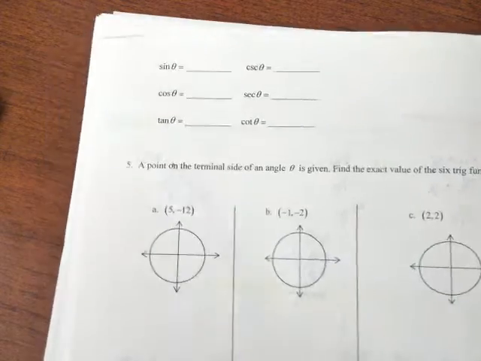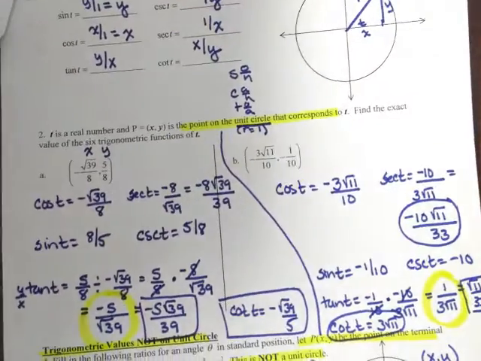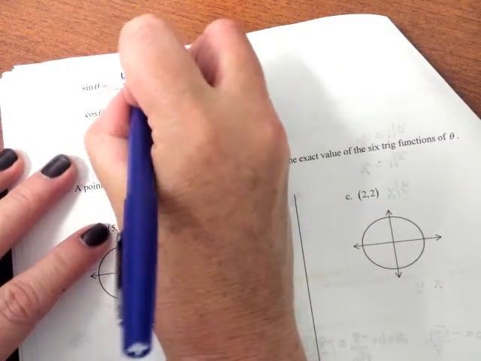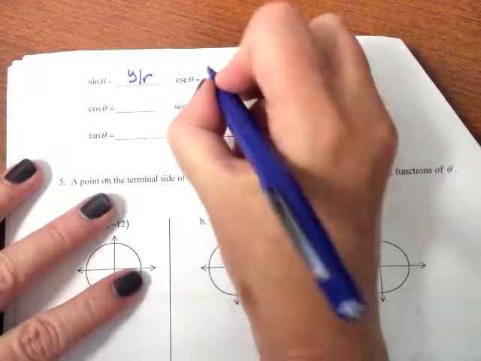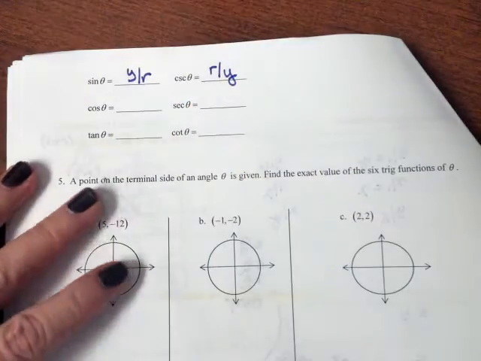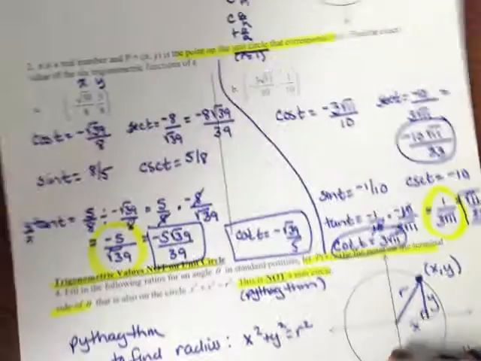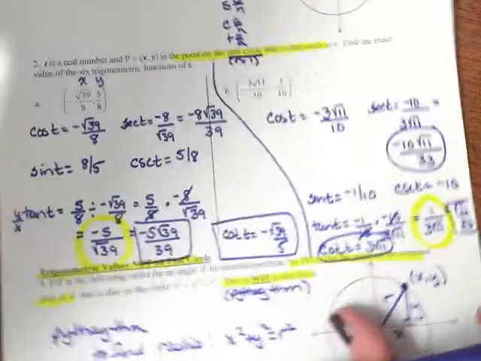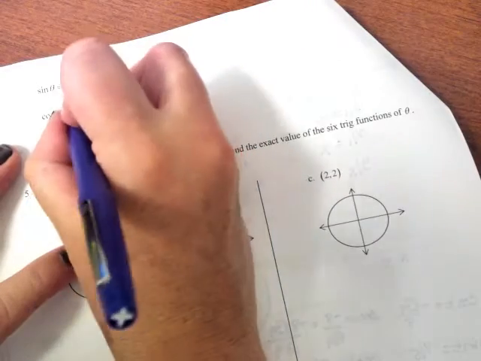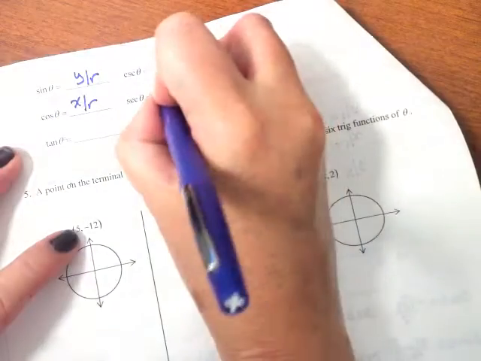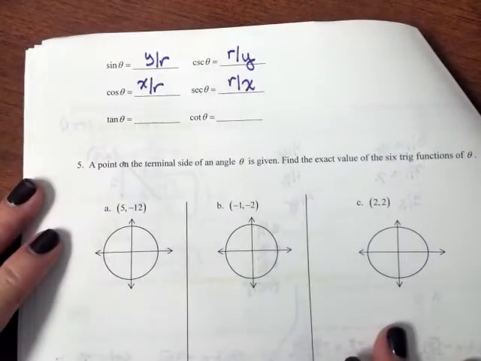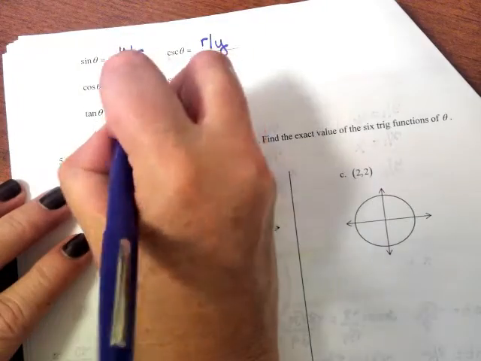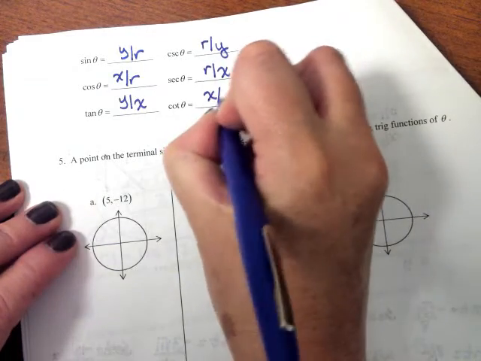So again, looking at your circle, the sine is going to be the opposite over the hypotenuse, so that's y over r. The cosecant then would be r over y. Cosine, remember, is the adjacent over the hypotenuse, so that's going to be x over r. The secant is going to be r over x. Tangent is still the opposite over adjacent, so that's going to be y over x, just like it was if the point was on the unit circle. Cotangent is going to be x over y.